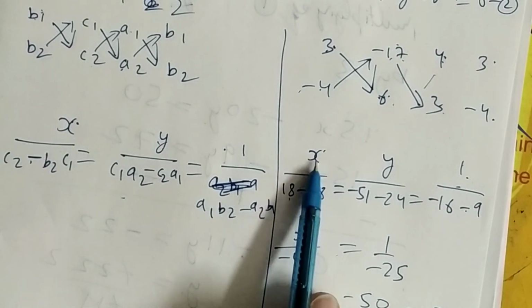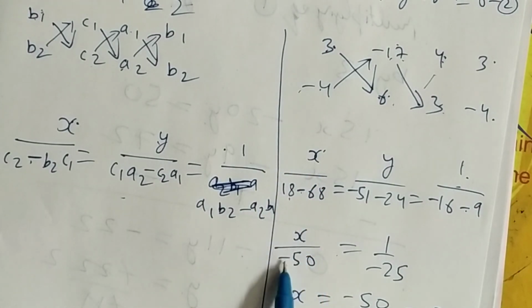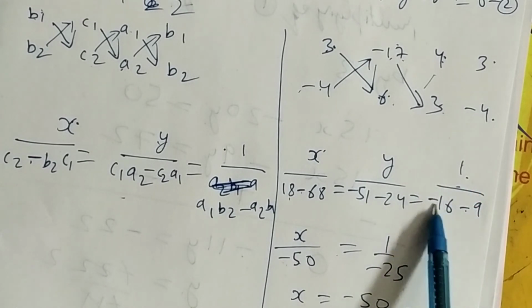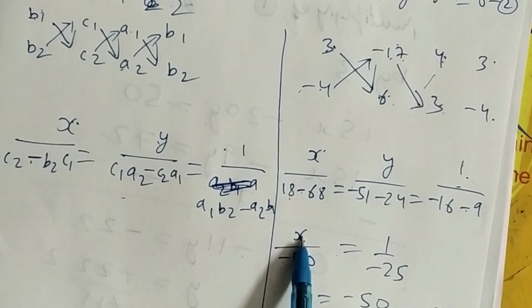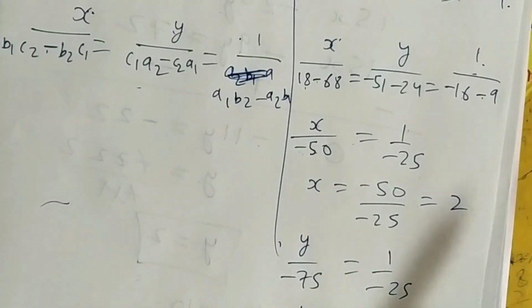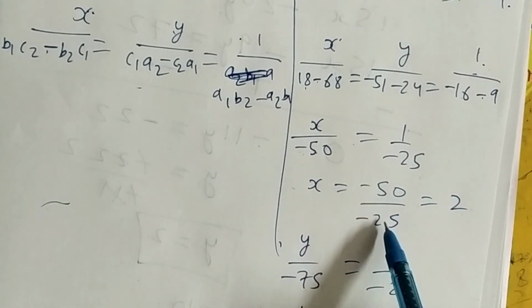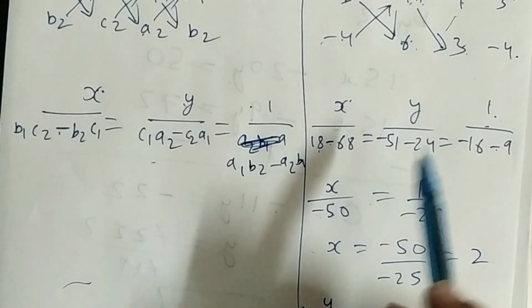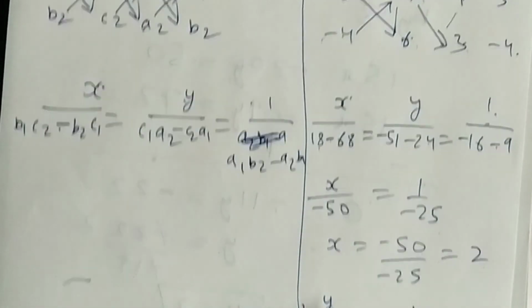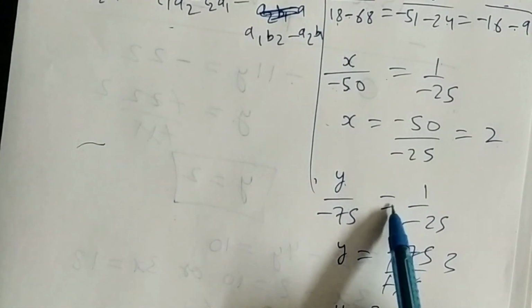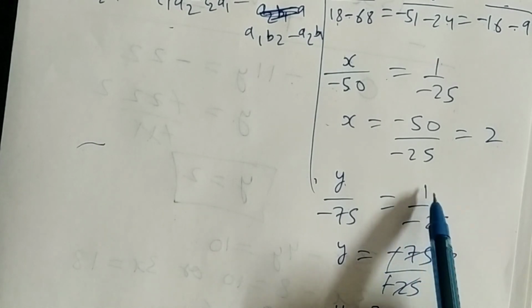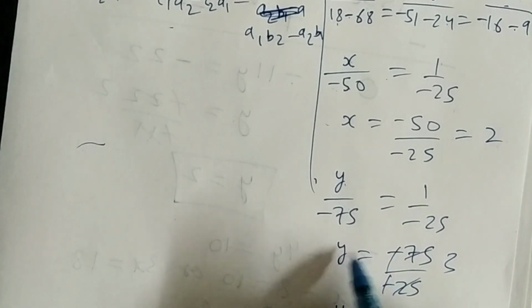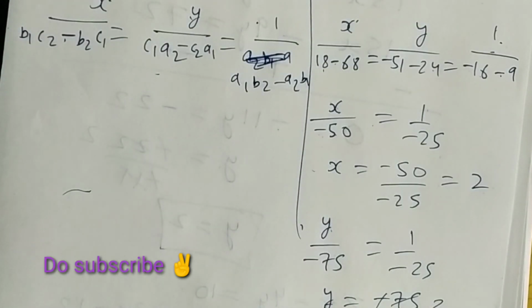Now equate the first and third term. So this is x upon 18 minus 68, that is x upon minus 50. And this is 1 upon minus 16 minus 9, that is minus 25. So x upon minus 50 is equal to 1 upon minus 25. So x is equal to, on cross multiplying, minus 50 upon minus 25, that is 2. And in the same way, y upon minus 51 minus 24, this is minus 75. y upon minus 75 is equal to 1 upon minus 25. So on cross multiplying we get the value of y is equal to 3, x is equal to 2. So this is how we solve these equations by the cross multiplication method.